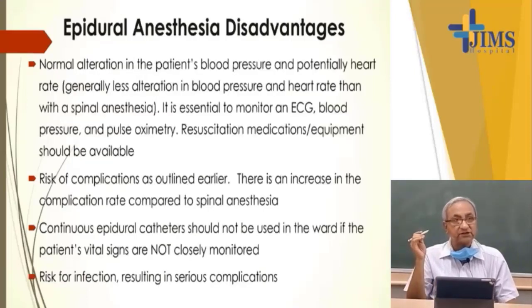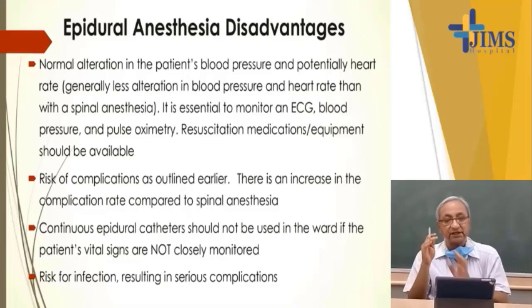What are the disadvantages of epidural anesthesia, or the plus points of epidural anesthesia? The plus point is that the blood pressure can be kept in a normal level with epidural, unlike in spinal, because one bolus dose is given in spinal, so blood pressure cannot be controlled. In epidural, we give supplemental doses, so the epidural anesthesia causes less decrease in blood pressure.